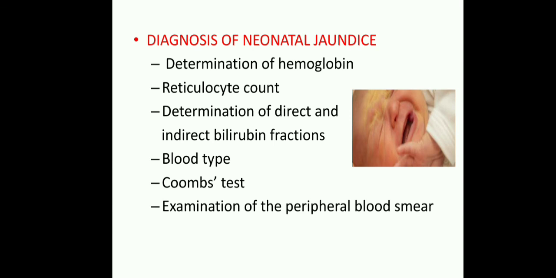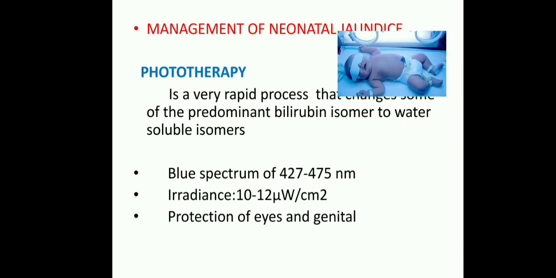Coming to the diagnostic evaluations of neonatal jaundice, determine the hemoglobin level, the reticulocyte count, and the direct and indirect bilirubin fractions. You should check the blood type, whether ABO incompatibility is there or not, and go for the Coombs test. Also evaluate the bilirubin levels and examine the peripheral blood smear. Okay, that is about the diagnostic evaluations.